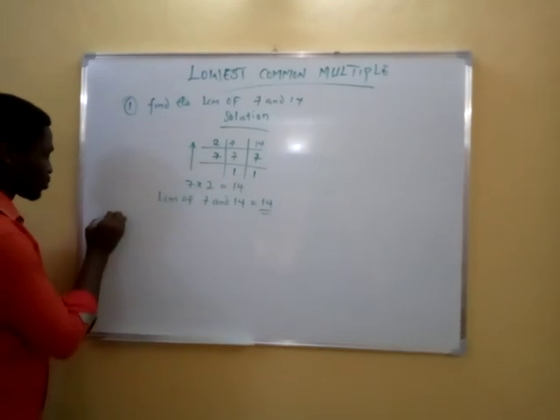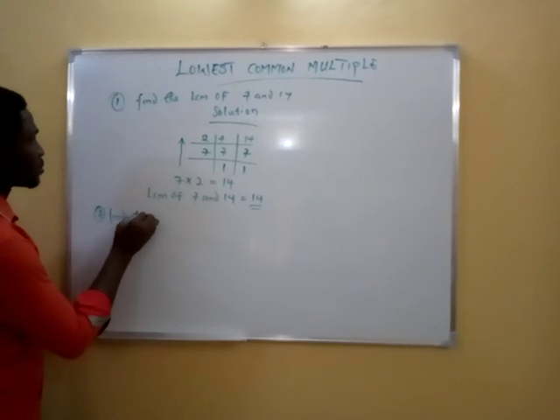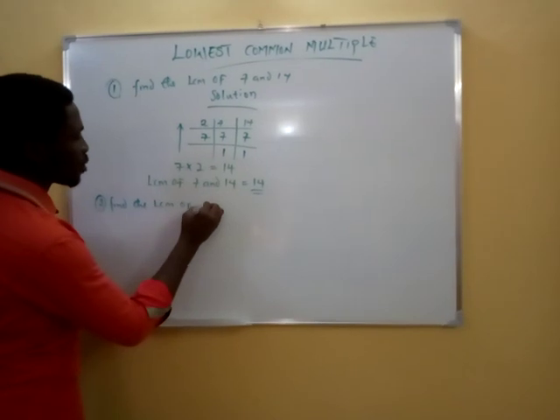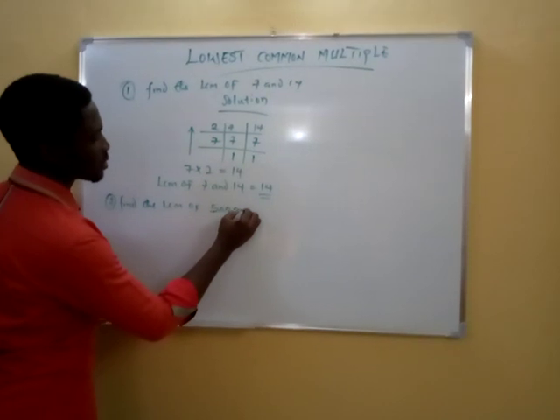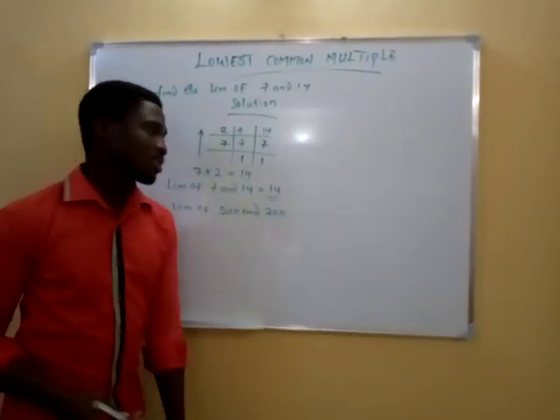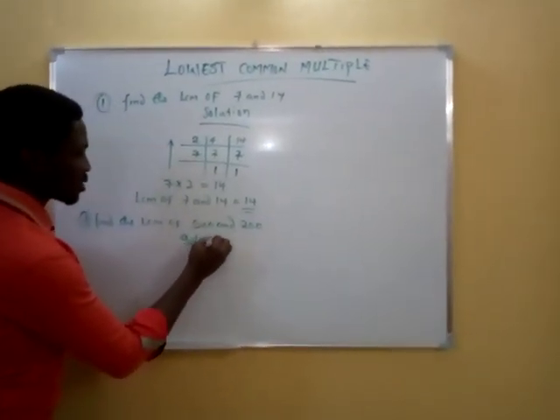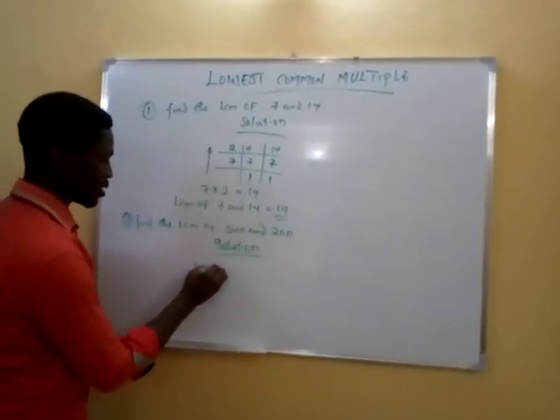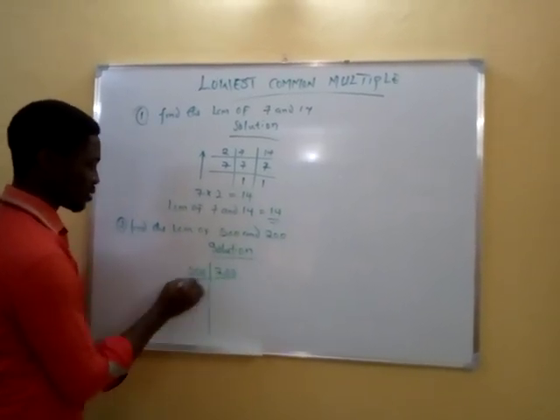Number 2. If we say find the LCM of 500 and 200, how do you find the LCM? You quickly draw the table as we did in the initial question. You have 500, we have 200, and then we begin to divide.